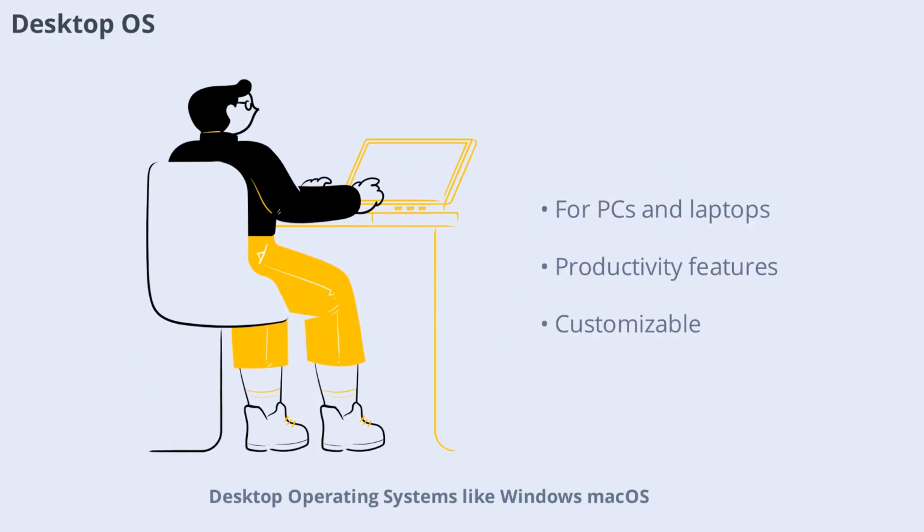Desktop operating systems like Windows, macOS, and Linux are built for personal computers and laptops. They offer powerful features for productivity, entertainment, and customization. These OSs support a wide range of hardware and software, making them versatile for different users.